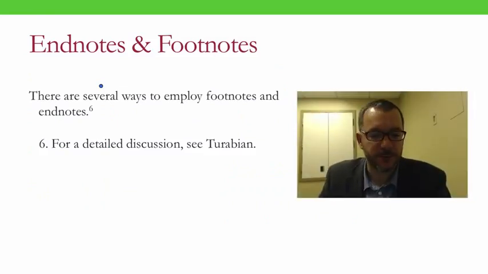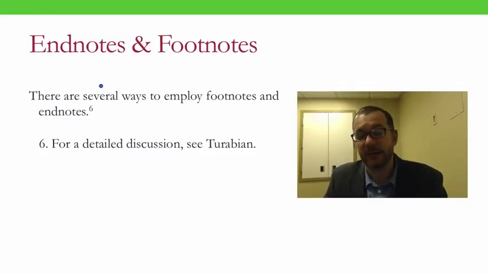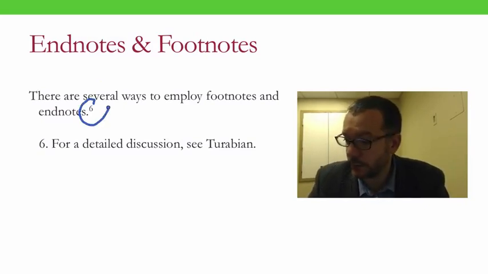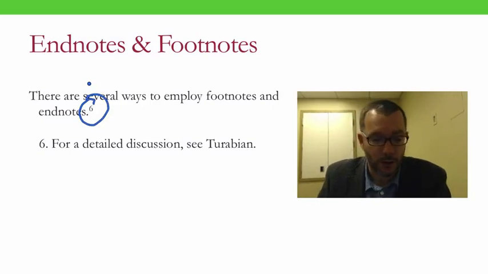Endnotes and footnotes offer information outside of the body text. As their name suggests, endnotes are placed at the end of a document, while footnotes are placed at the bottom of pages. Both endnotes and footnotes are indicated in text by superscript Arabic numerals after the punctuation of the phrase or clause to which the note refers. So in this example, like so.